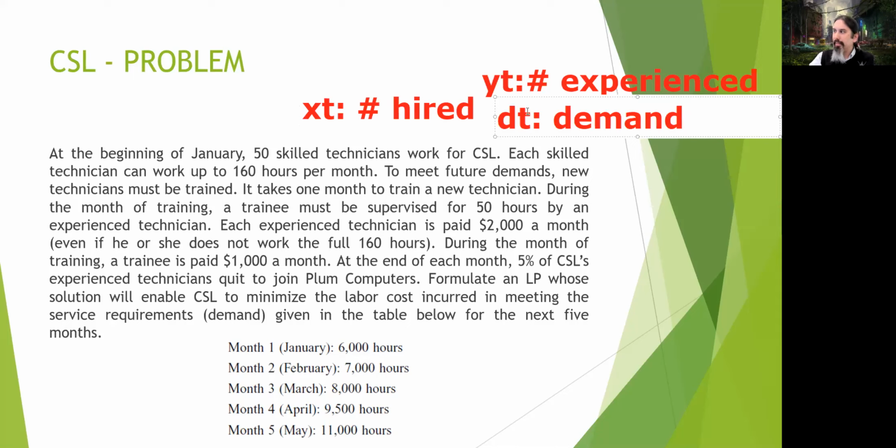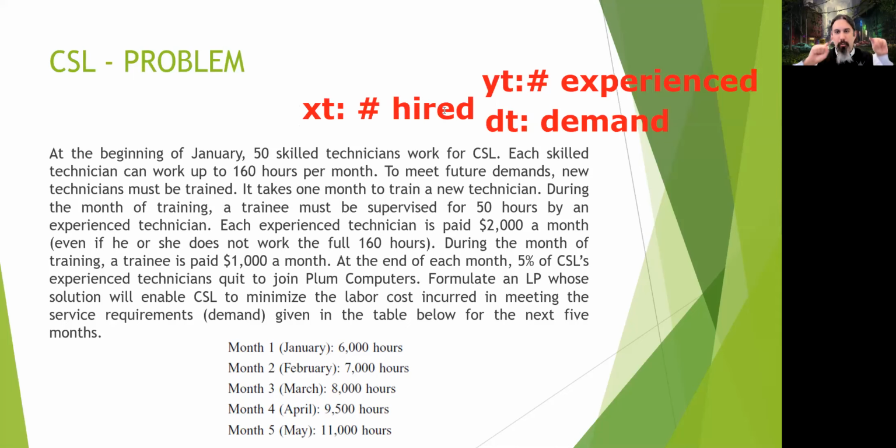Now, using these three, we can formulate our loops. For example, think about this one. This is the number of hired and this is the number of experienced. We are talking about the first month. In the first month, we have 50 technicians, right? Okay. How many technicians do I have in the second month? Give me the number of experienced technicians in the second month.